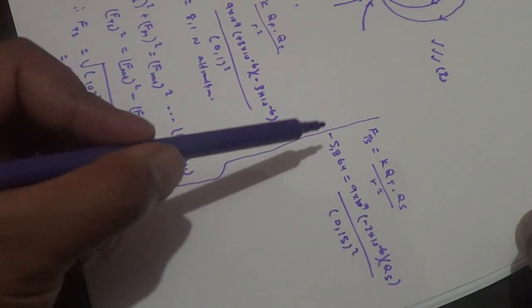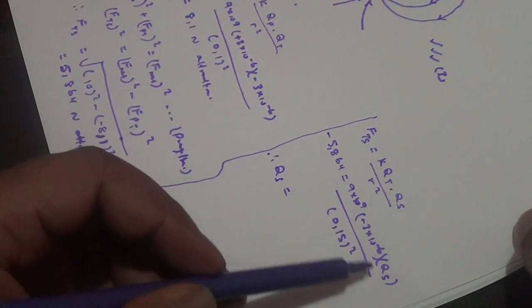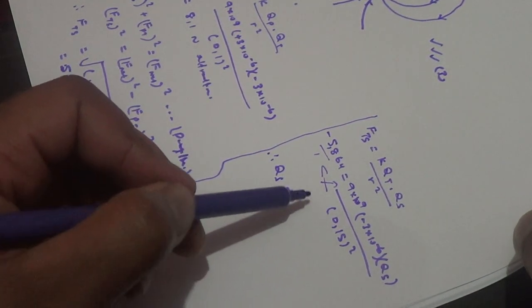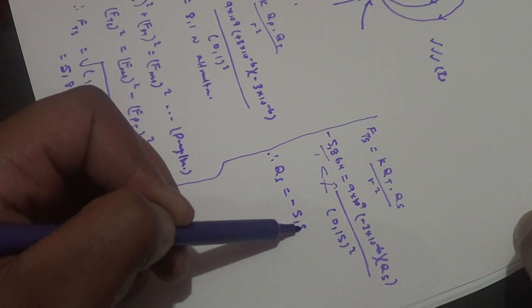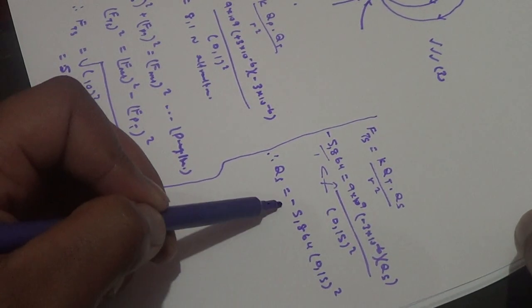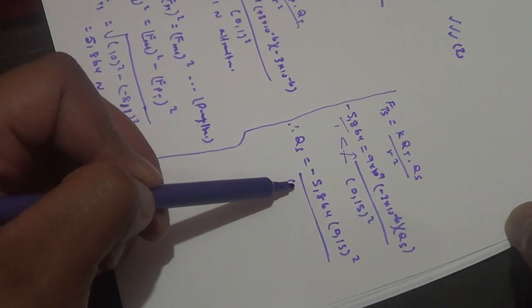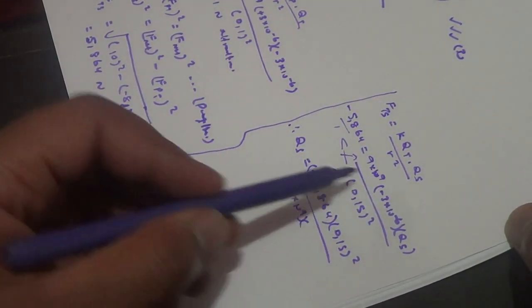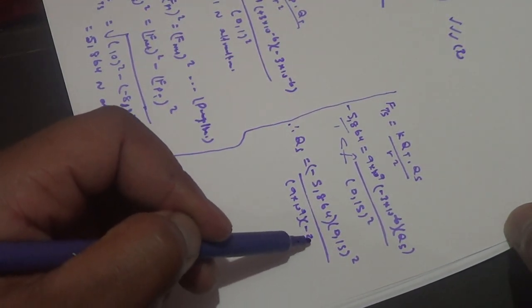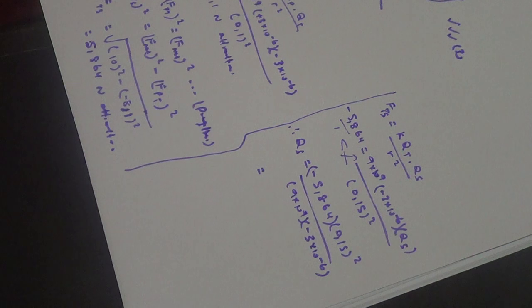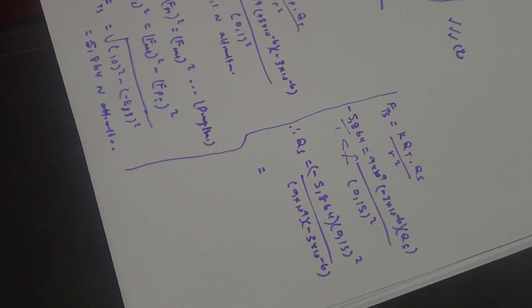Okay. So what does it tell me? It tells me that my Qs is going to be equal to, just cross multiply that, this is over 1, isn't it? So we're going to have here minus 5.864 into 0.15 squared. All of that divided by that product here, 9 times 10 to the 9, into, okay, maybe let's put a bracket over there, and also this one into minus 3 microcoulombs. So it's a bit of a long one. Again, these are the questions designed to really cause trouble, so do not allow them to catch you.